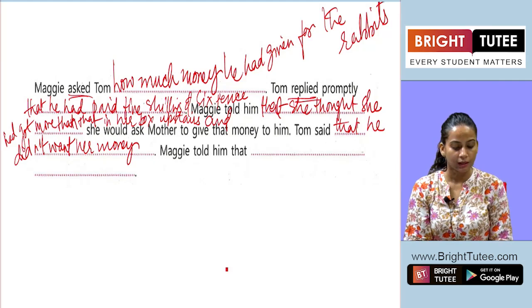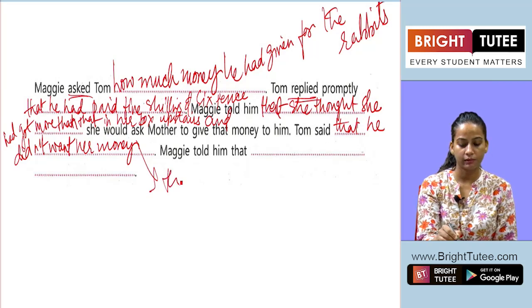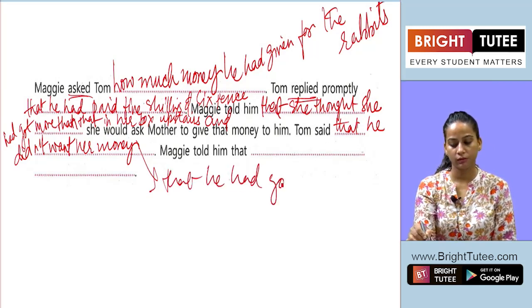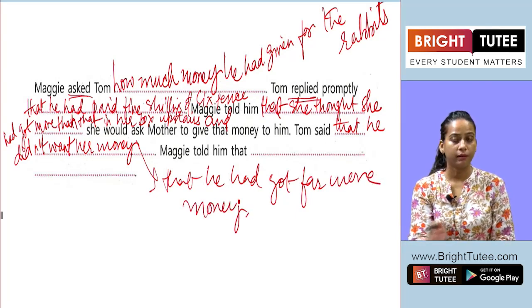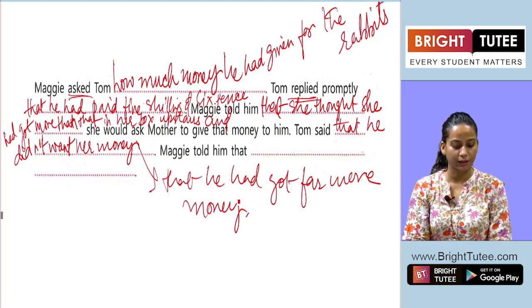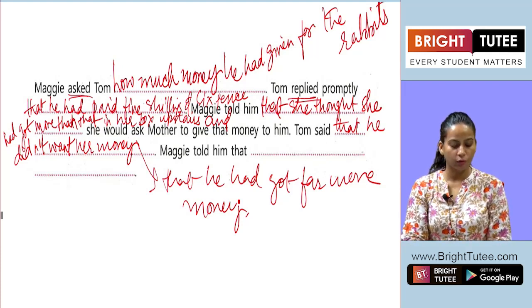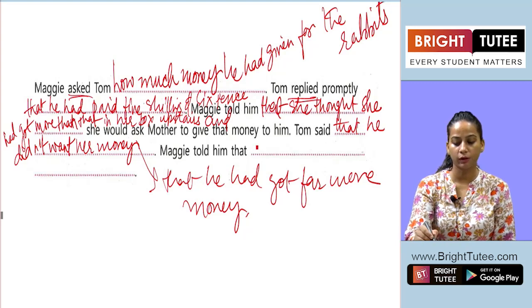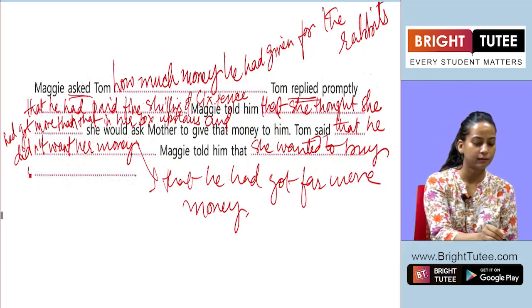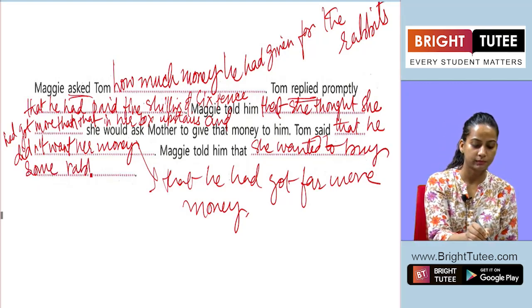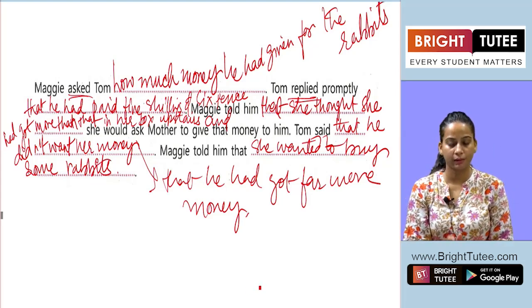So how are we going to change that? He had got far more money. That he had got far more money. Then Maggie told him that the last sentence of Maggie was, I want to buy some rabbits. So it will be Maggie told him that she wanted to buy some rabbits. Clear? So here also this was the exercise based on that. So hopefully it is clear.